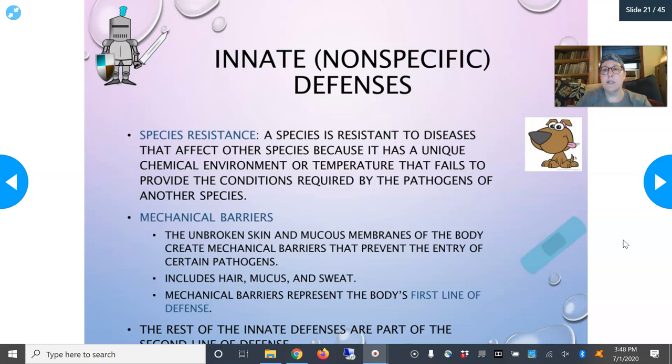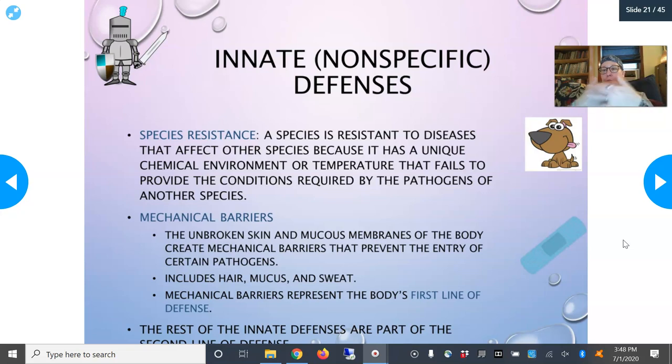There's a set of diseases that humans can get. There are sets of diseases that dogs could get, etc. The other one, very common, of course, is your mechanical barriers. So unbroken skin and your mucous membranes are barriers to prevent things from entering into your body. So that's why it's important, especially if you're in healthcare, if you have any kind of wounds on your hands or arms or anywhere that's going to be exposed, to make sure you cover them, because it could be an entry point for pathogens. The mechanical barriers also include your hair, mucus, and sweat. Mucus is meant to trap bacteria and viruses and move them out of the body. Sweat is meant to flush things off your body. Hair also prevents things from getting on your body. And so that is a first line of defense.